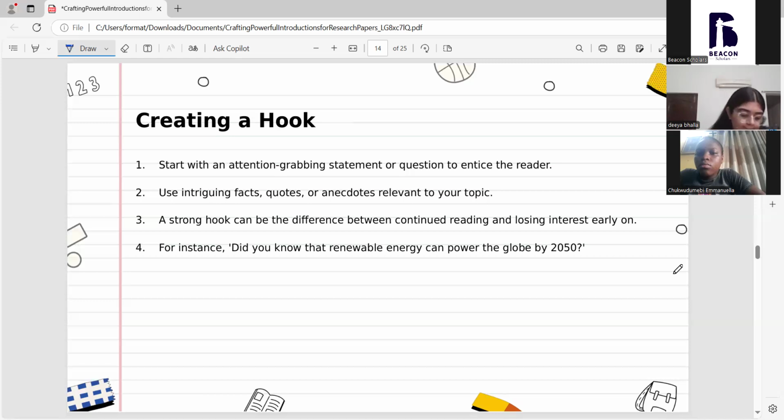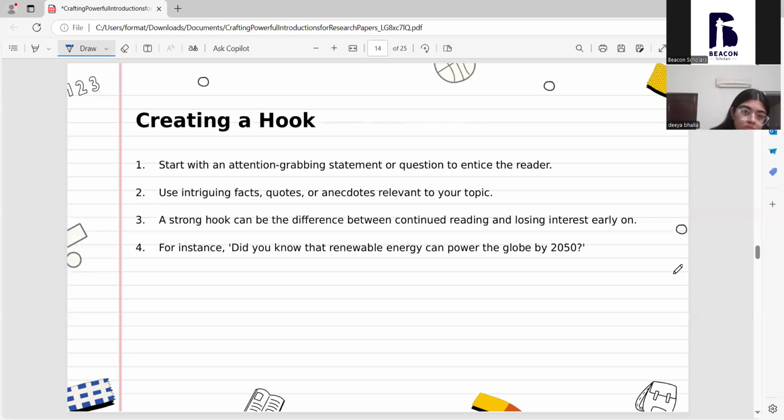Also, a strong hook can be the difference between continued reading and losing interest early on. For instance, did you know that renewable energy can power the globe by 2050? This is a hook in the form of a question, okay? But I recommend to make it in a statement, okay, or a sentence using scientific information, like here provided in this question, but in the form of a sentence.